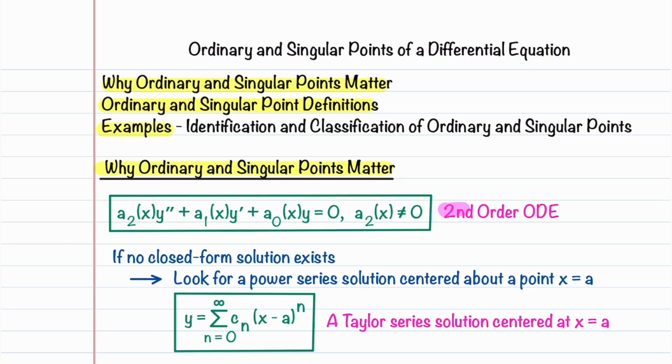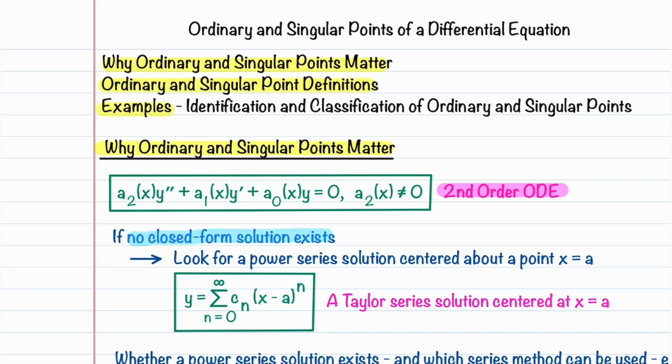When you're solving a second-order ordinary differential equation, like the one listed here in this green box, you may find that no closed-form solution exists. That means that you can't find a solution using a finite combination of standard operations and functions. Instead, what you can do is look for a power series solution centered about a point x = a. This type of solution is called a Taylor series solution centered at x = a. You may remember studying a series like this in calculus.